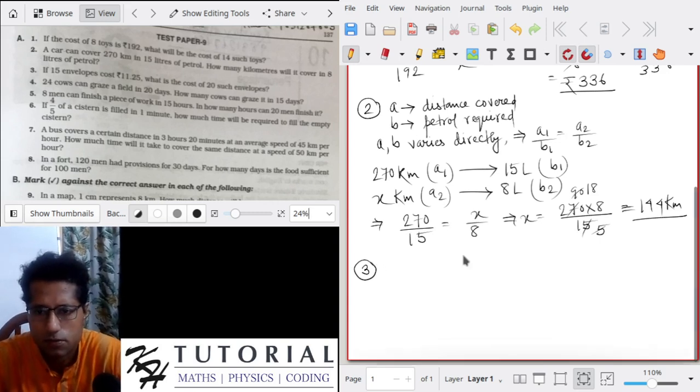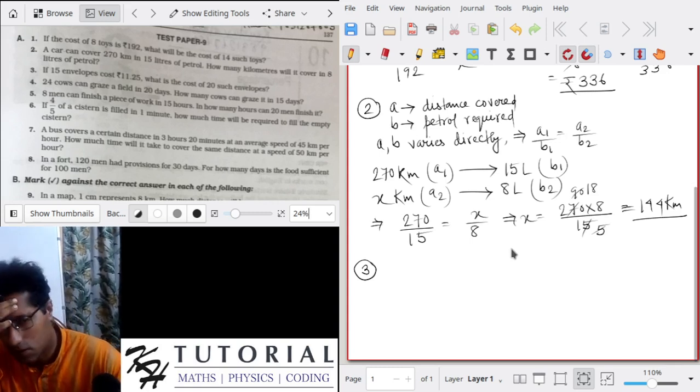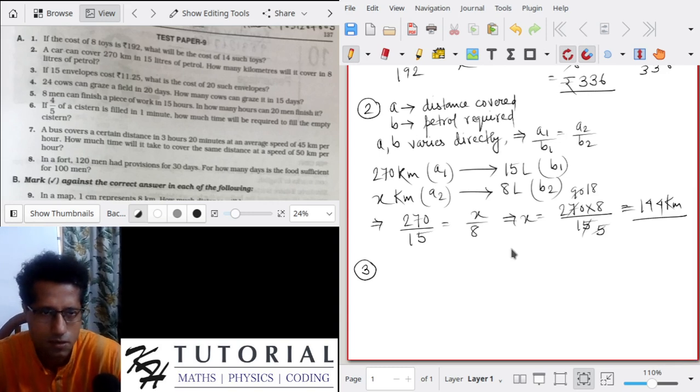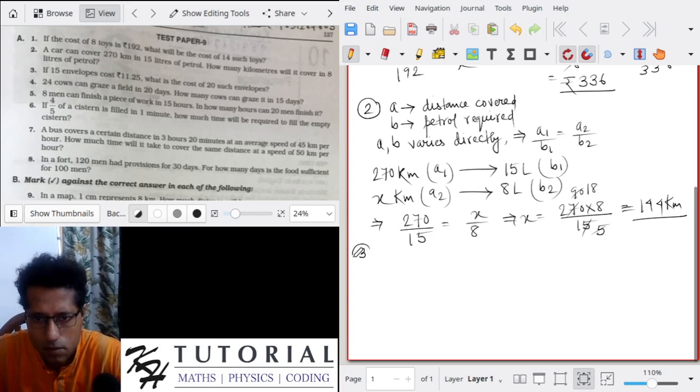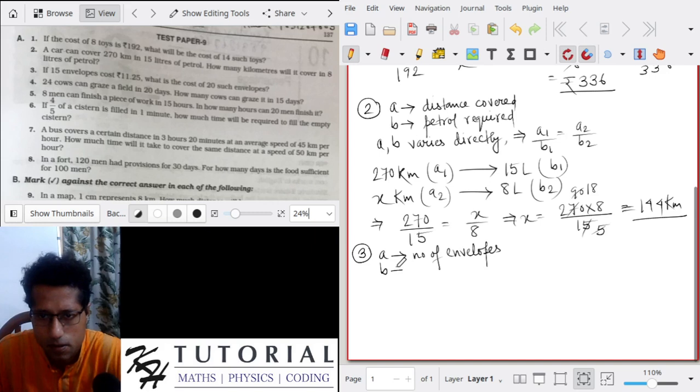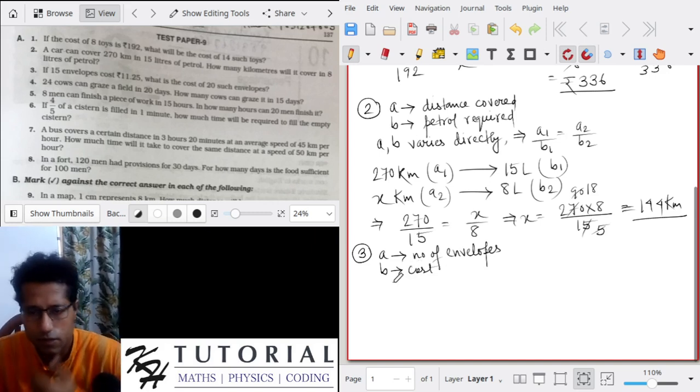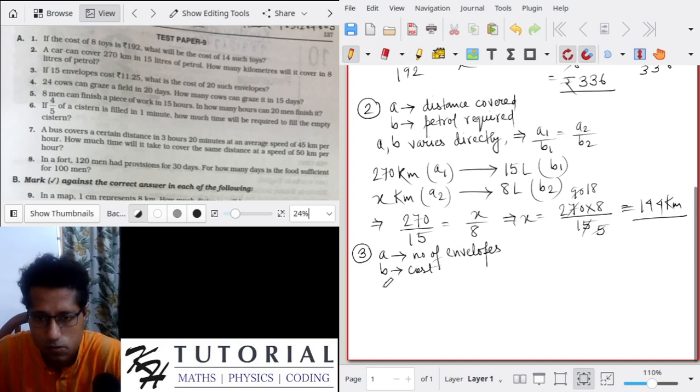Let's solve question number 3. If 15 envelopes cost rupees 11.25, what is the cost of 20 such envelopes? I'm not sure whether I will be able to complete the solution of 3 in the available space. Let's see. So over here A is the number of envelopes and quantity B is the cost of the envelopes. So definitely the more the number of envelopes, the more the total cost will be. So A and B vary directly.